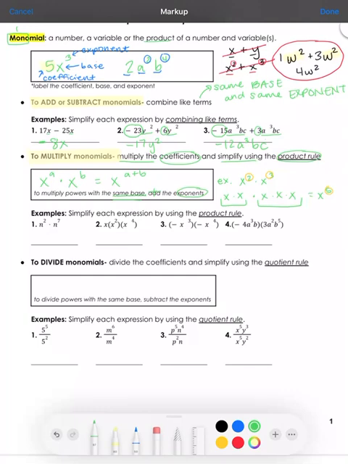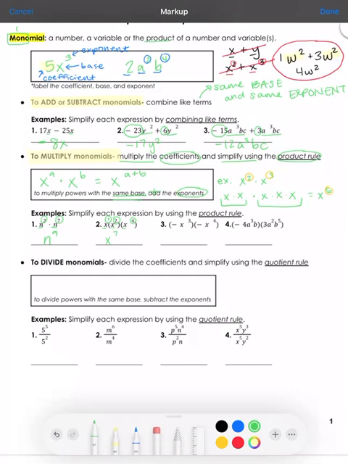So in these examples, we're going to simplify by using the product rule. On this first one, we have n squared and n to the 7th. They have the same base, so I just add 2 plus 7 gives me n to the 9th. Here I have x times x squared times x to the 4th. They all have a base of x, so I can just add the exponents together. This first x, though, we have to remember has an x to the 1. So I have 4 plus 2 plus 1, which gives me x to the 7th.